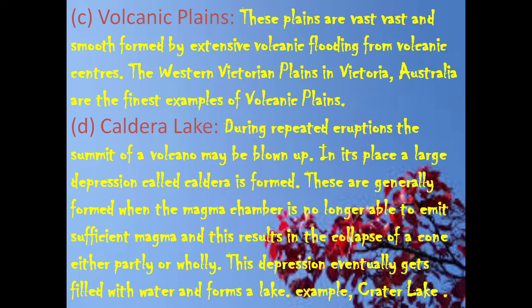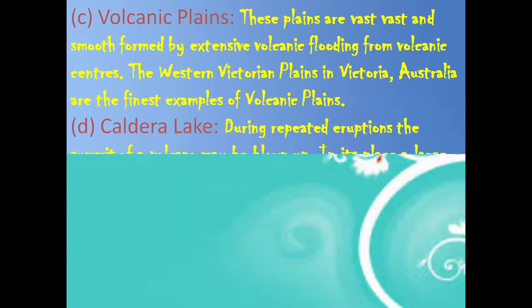Caldera Lake. During repeated eruptions, the summit of the volcano may be blown up. In its place, a large depression called a caldera is formed. They are generally formed when the magma chamber is no longer able to emit sufficient magma, and this results in the collapse of a cone, either partly or wholly. This depression eventually gets filled with water and forms a lake. Example, Crater Lake.